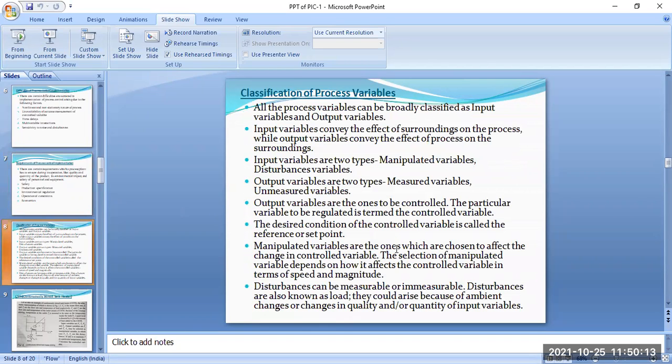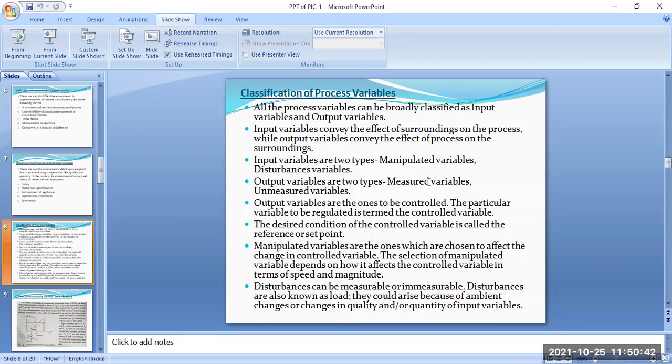Next point is the classification of process variable, and this particular point we will continue in our next classes also according to the routine. So this is just an introduction, that is, classification of process variable. This process variable is broadly classified into 2 categories basically. First one is the input variables, another one is the output variables.